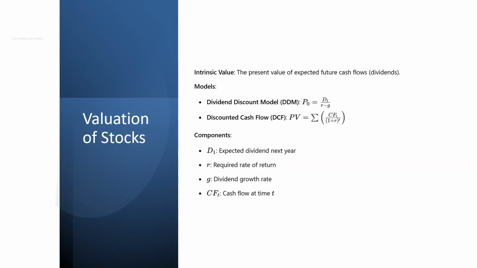The valuation of stocks involves determining the intrinsic value, which is the present value of expected future cash flows, primarily dividends. Two common models for stock valuation are the dividend discount model and the discounted cash flow model. The dividend discount model calculates the intrinsic value based on the expected dividend, the required rate of return, and the dividend growth rate. The discounted cash flow model calculates the present value of projected cash flows.